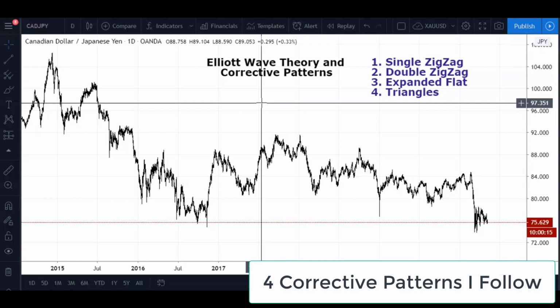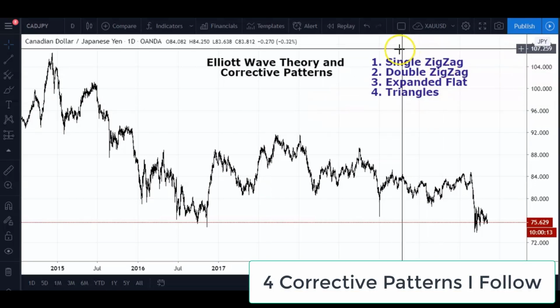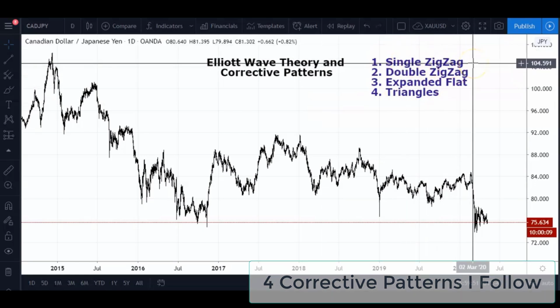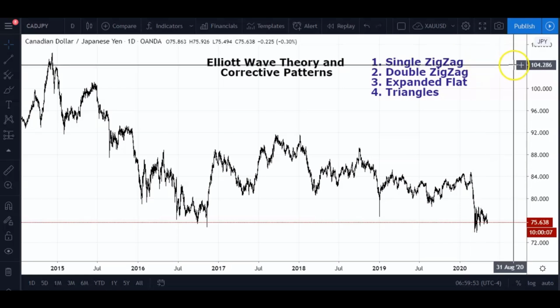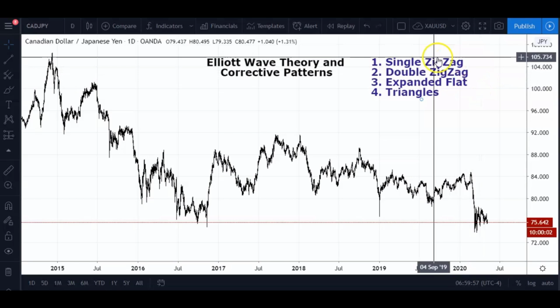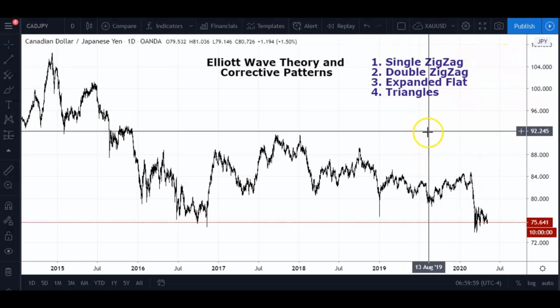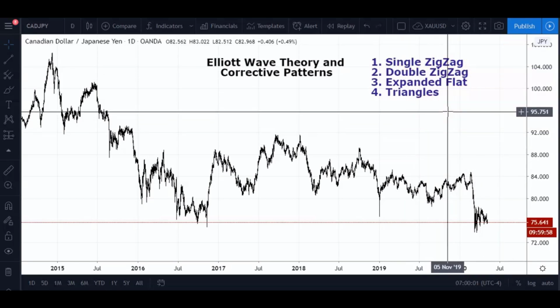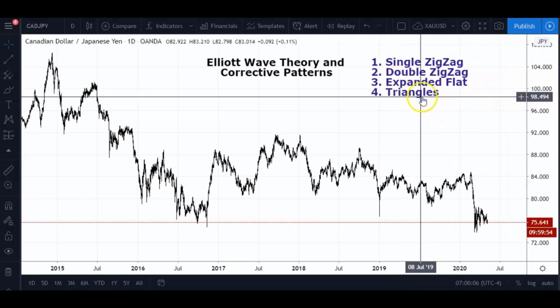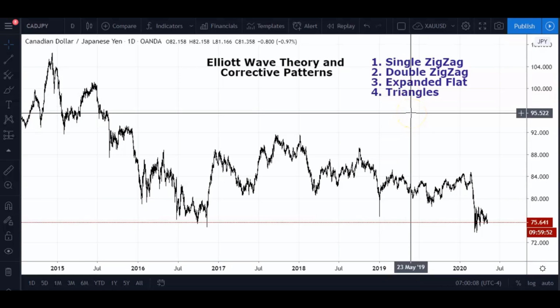So there are many more, as you can see on my chart here, than these four that I follow. I tend to follow what is called a single zigzag, or some traders might just call an ABC. Then we have what's called a double zigzag, which is just a combination of two ABCs. And I'll be showing you some examples in a few minutes. Then we also have an expanded flat, and then triangle corrections is one of my favorite patterns to trade. So these are the four main ones that I follow.